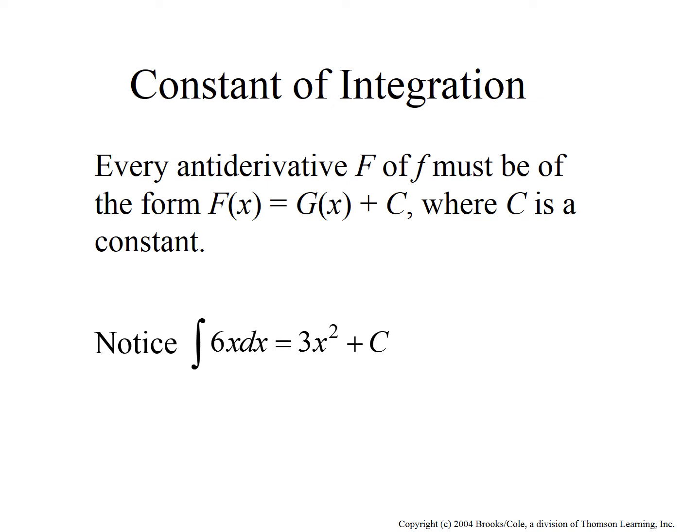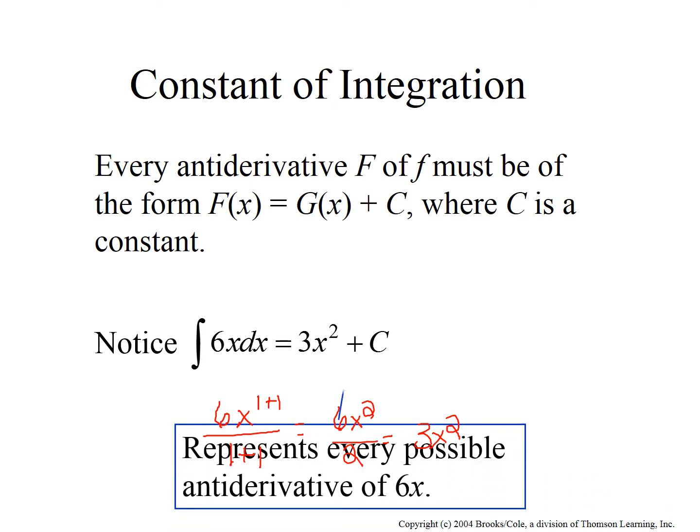So if we were to use the formula that you were given a minute ago, when I find the antiderivative of 6x, I begin by adding 1 to the exponent and then dividing by that exponent, which will give me 6x squared over 2, which is 3x squared. And then, what's the purpose of the c? We add the c because it could be any constant. So this represents every possible antiderivative of 6x.